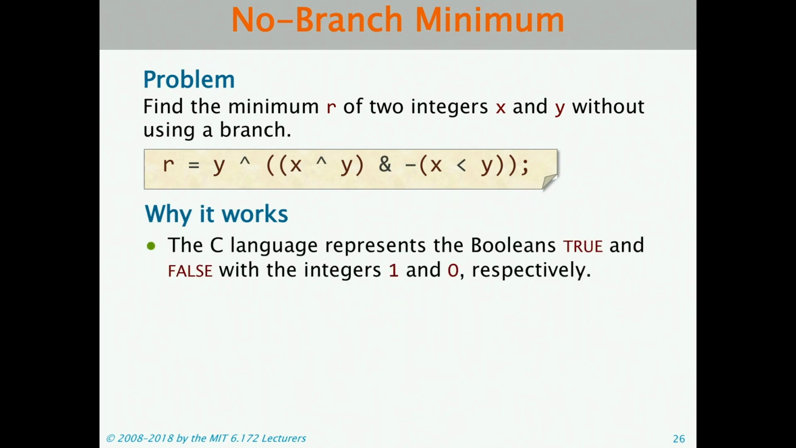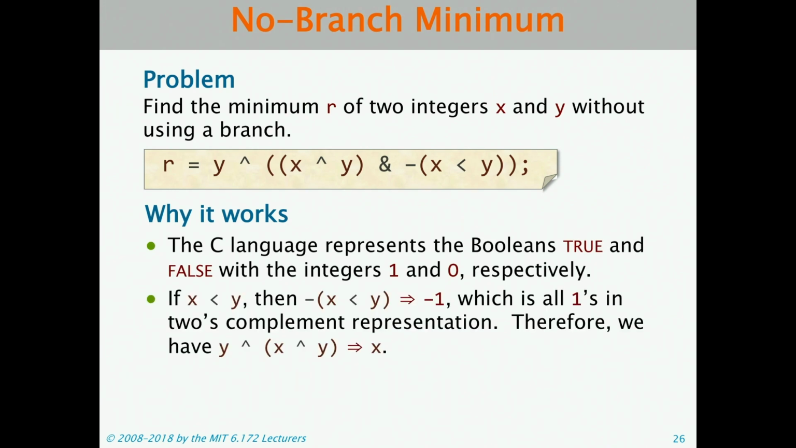So first we need to know that the C language represents the Boolean values true and false with the integers 1 and 0 respectively. So now let's look at the 2 possible cases. First, let's look at the case where x is less than y, and then we'll look at the case where x is greater than or equal to y. So in the first case, when x is less than y, the comparison here, x less than y, is going to return 1, and then we're going to negate that, which gives us negative 1. And recall from earlier, negative 1 is the all ones word in 2's complement representation. So when we AND x XOR y with the all ones word, that just gives us x XOR y. And now we're left with y XOR x XOR y, and we know that the inverse of XOR is itself, and therefore the 2 y's cancel out here, and we're just left with x. And in this case, x is indeed the minimum.